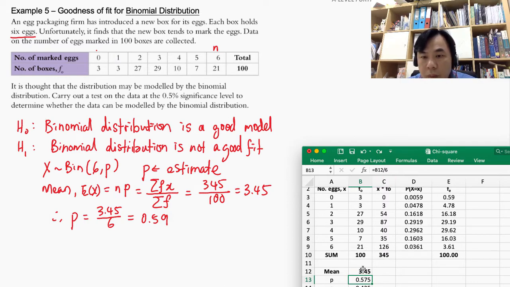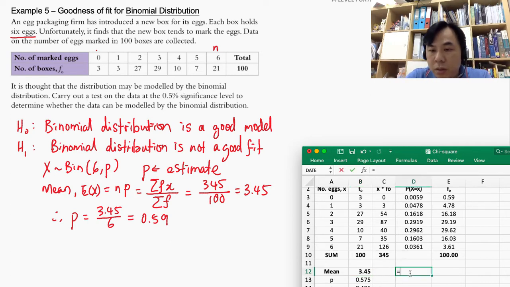3.45, which is this number divided by 6. It's 0.575. Something is wrong with my mental calculation. Okay, just let me check one more time. Why is that so? Hold on, let me see what went wrong here. Interesting. Okay, just let me check this through.